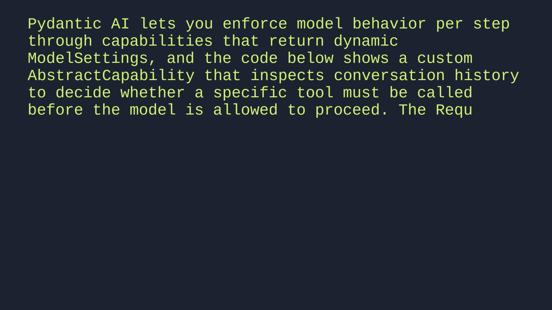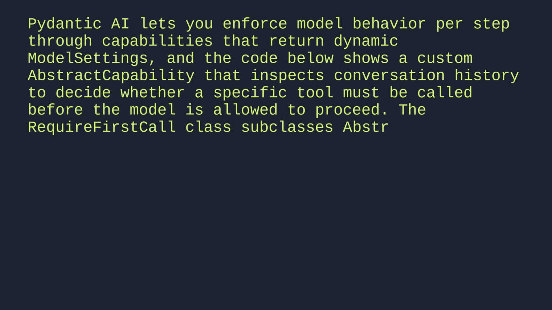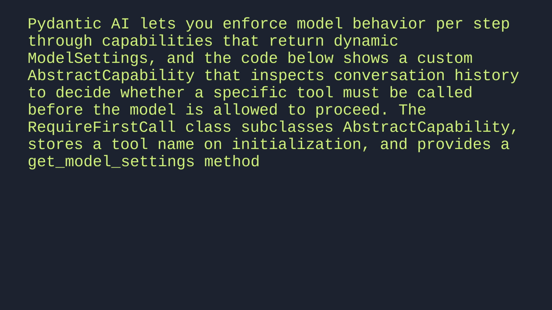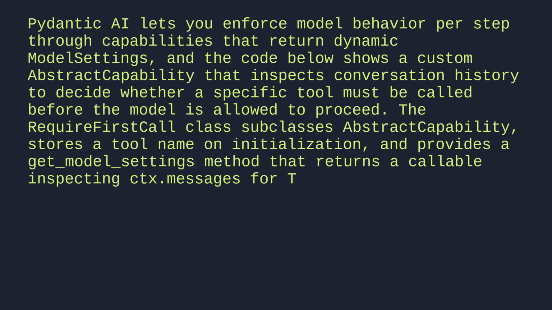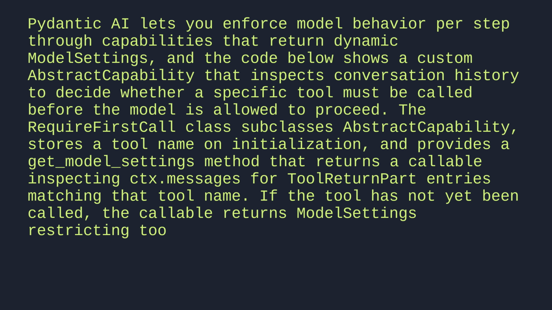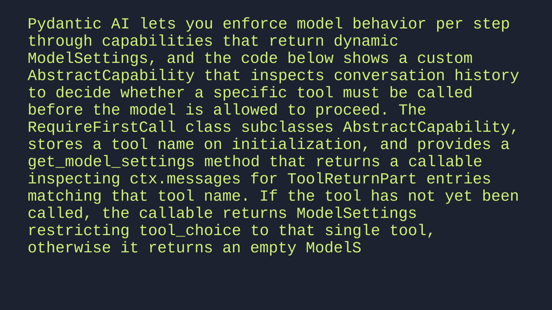The RequireFirstCall class subclasses AbstractCapability, stores a tool name on initialization, and provides a getModelSettings method that returns a callable inspecting ctx.messages for ToolReturnPart entries matching that tool name. If the tool has not yet been called, the callable returns model settings restricting tool choice to that single tool. Otherwise, it returns empty model settings.